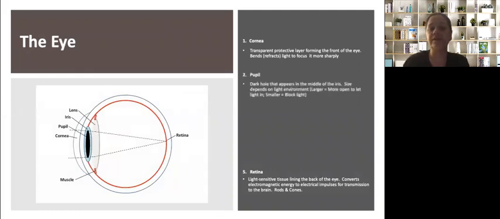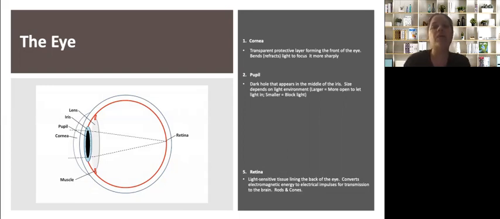The pupil is the dark hole that appears in the middle of the iris. So the size of the pupil changes, it retracts and expands depending on how much light is present in your environment. So the brighter the light is in your environment, the smaller the pupil gets to sort of block out too much light. However, the darker it is, or the less light there is in the environment, the larger the pupil gets. So it expands to let more light in.